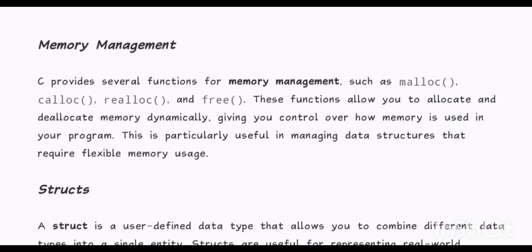Memory management. C provides several functions for memory management, such as malloc, calloc, and free. These functions allow you to allocate and deallocate memory dynamically, giving you control over how memory is used in your program. This is particularly useful in managing data structures that require flexible memory usage.